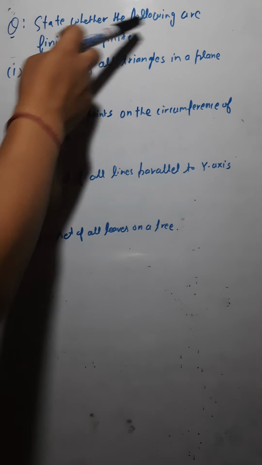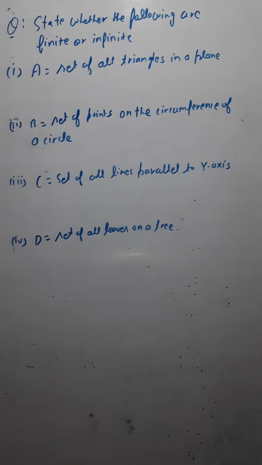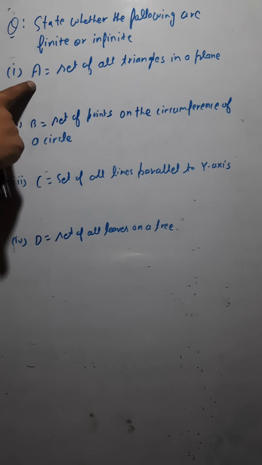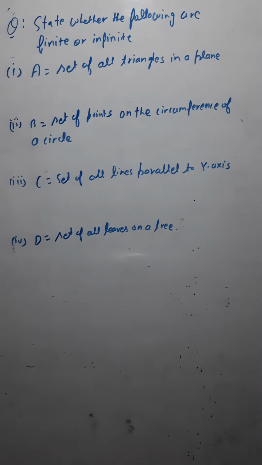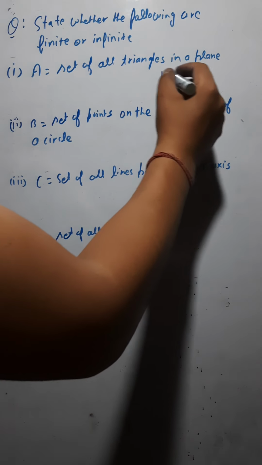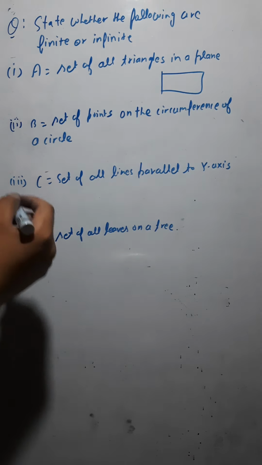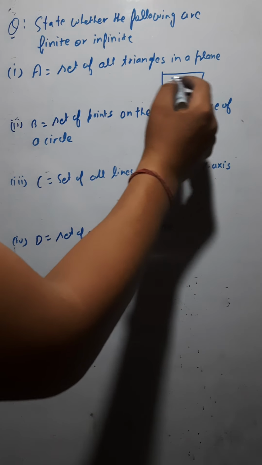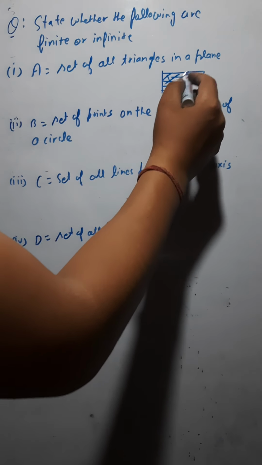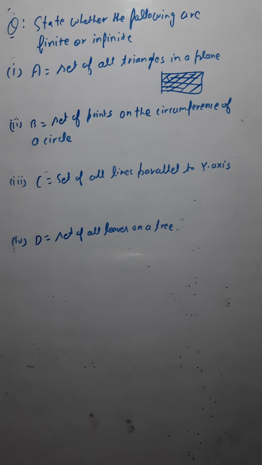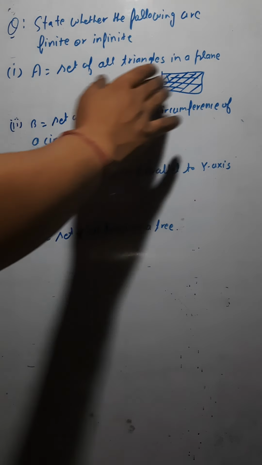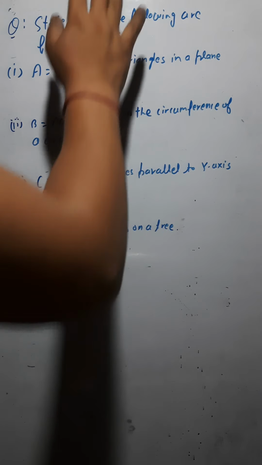Question is, state whether the following are finite or infinite sets. Okay, so we have to find. First one is, you have a set A, and this is the set of all triangles in a plane. Let's say this is the plane. So how many triangles can you form here? How many triangles? I can form infinite triangles here, isn't it? So in a plane, the number of triangles is not finite.